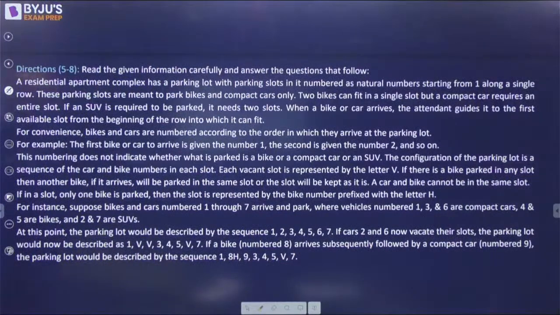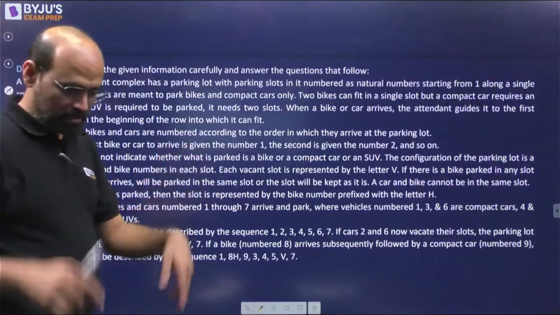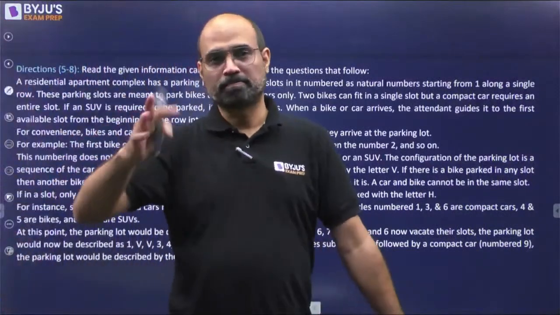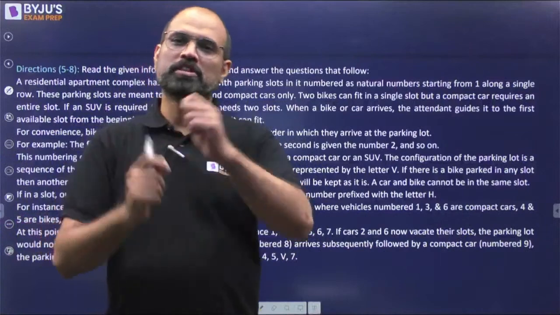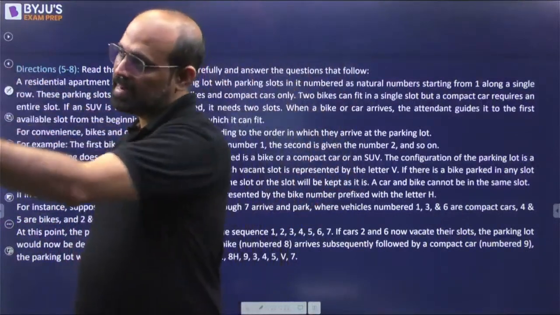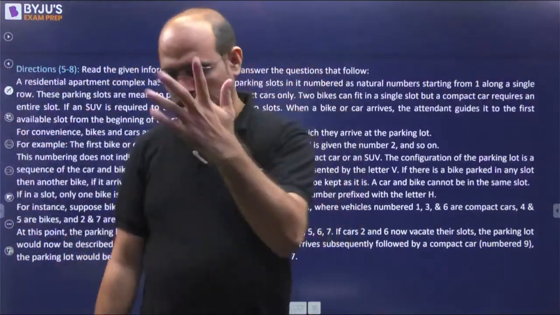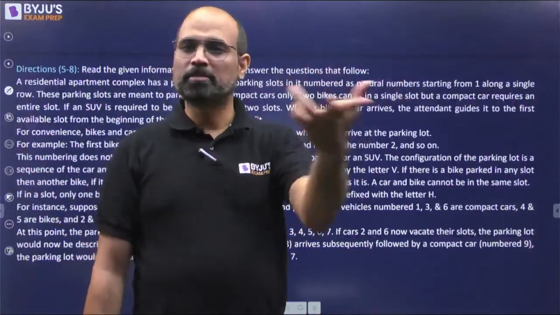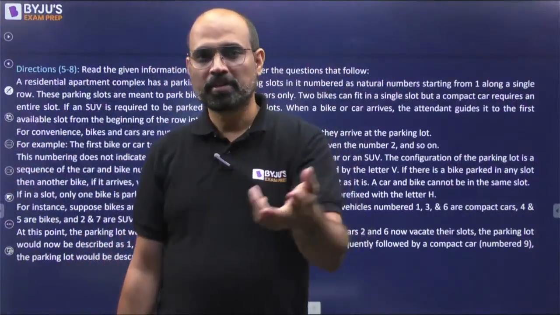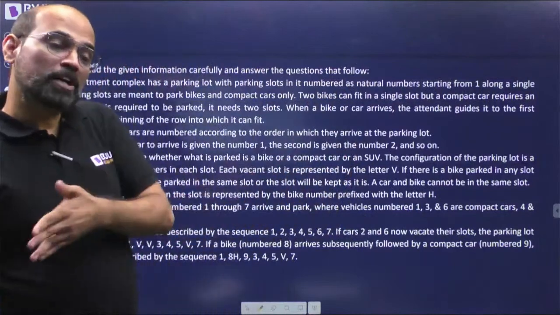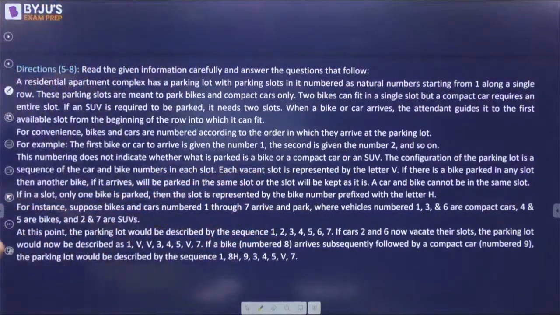For convenience, bikes and cars are numbered according to the order in which they arrive at the parking lot. So let's understand this. The first vehicle enters, car or bike, I don't care. Usko sticker number 1 de diya. The second car or bike or SUV or compact, whatever comes in, we give it sticker number 2. The next car, sticker number 3, right? So we give the sticker numbers depending upon their entry position.